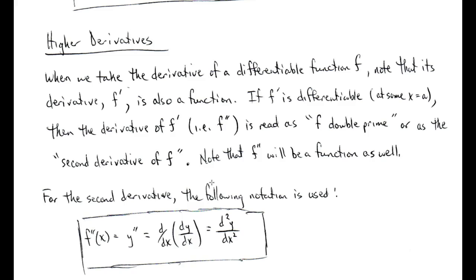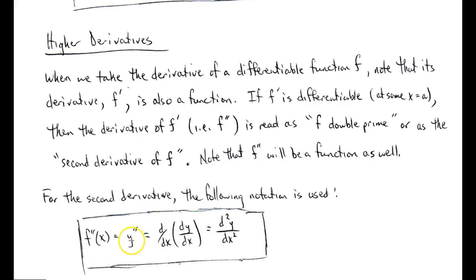So if we're looking at it in terms of, let's say, distance or displacement, if we take the derivative of displacement, that's going to give us velocity. And so the derivative of velocity will be acceleration. So the second derivative of a position or displacement function will be acceleration. And so that's some of the ways that we can use second derivatives.